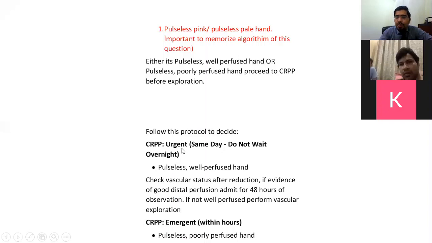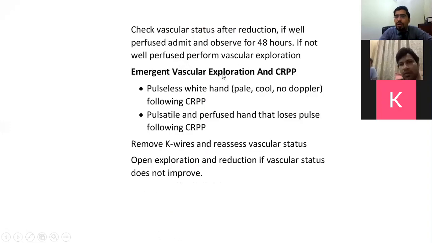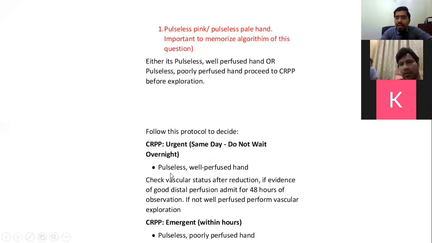The protocol depends on whether it's urgent or emergent, and vascular exploration. So what is urgent? If the hand is pulseless but well perfused, then check the vascular status, good perfusion, admit for observation. If not well perfused, perform vascular exploration. Basically, this is closed reduction percutaneous pinning. If the question is that the patient is pulseless and pink, what will you do? You will do closed reduction percutaneous pinning.